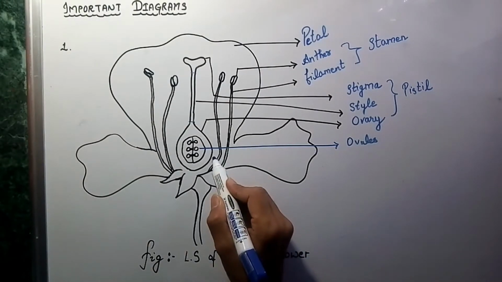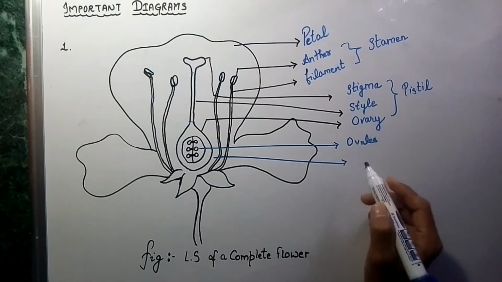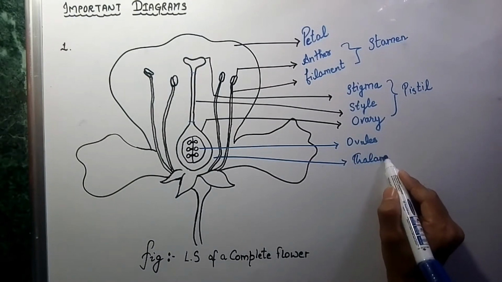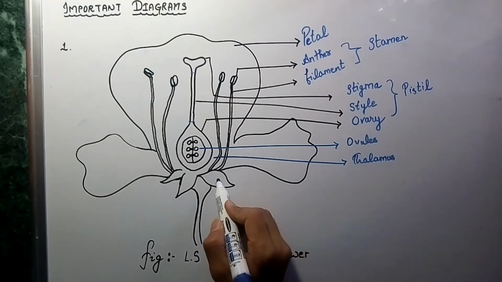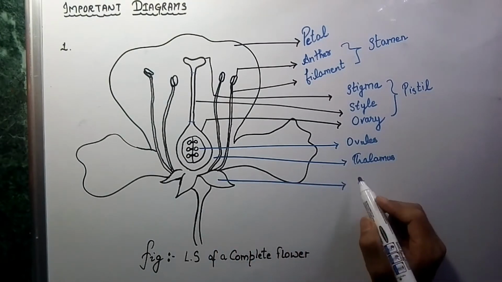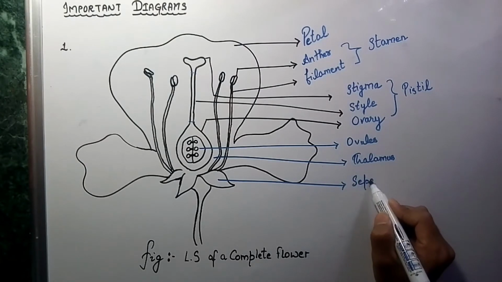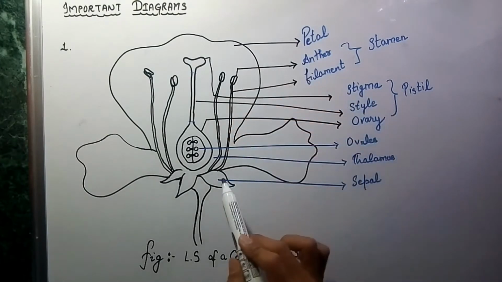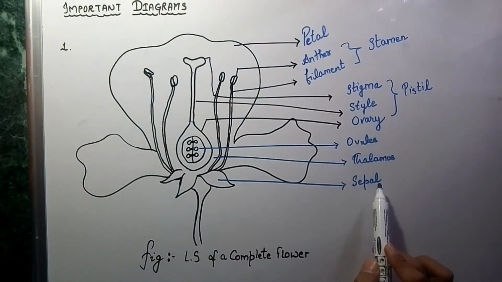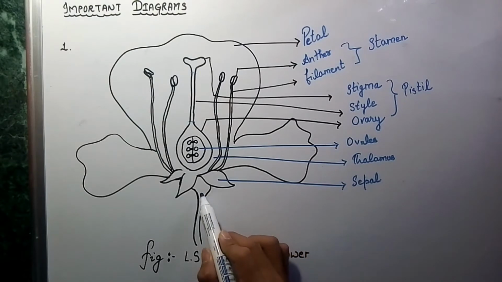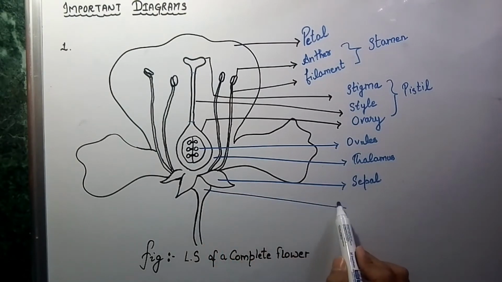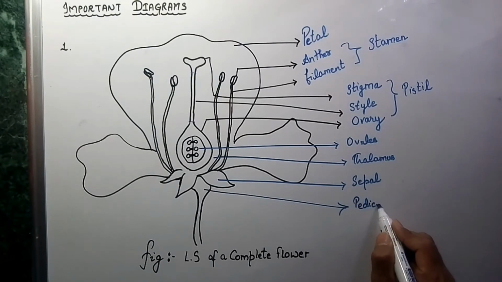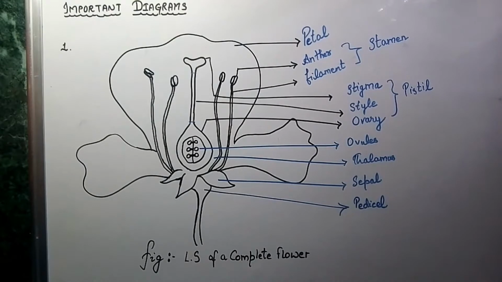Now this region is known as our thalamus. Now this green part of a flower is known as a sepal. Friends, do not get confused: the color part of a flower is known as a petal, whereas the green part is known as a sepal. And now the last one is our pedicel. This is our pedicel, where the flower gets support. So this was our first diagram.